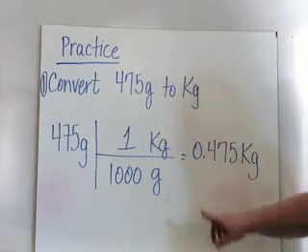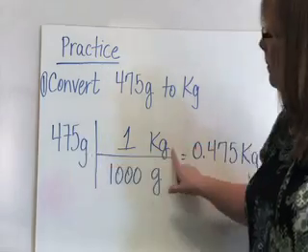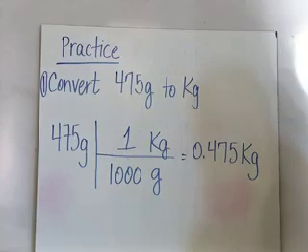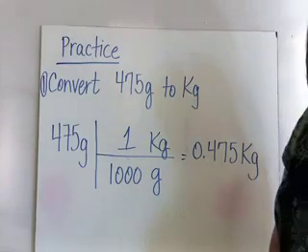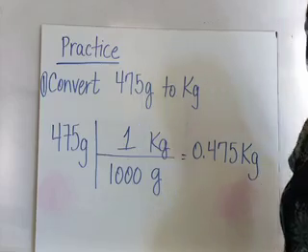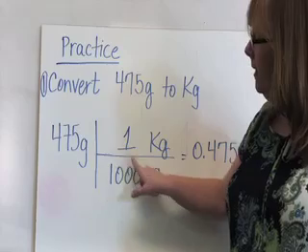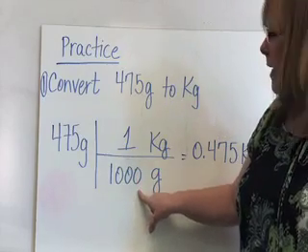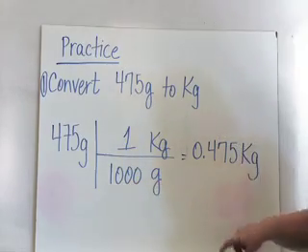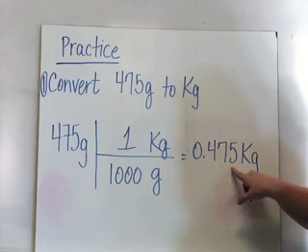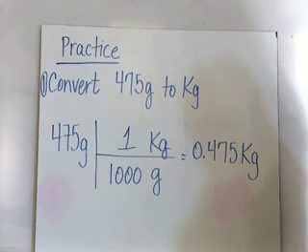And so our unit grams have canceled. We're left with the unit kilograms, which is what we want. And now we just use our calculator and figure out the answer. 475, because this is in the denominator, we're dividing, divided by 1,000 is equal to 0.475 kilograms.